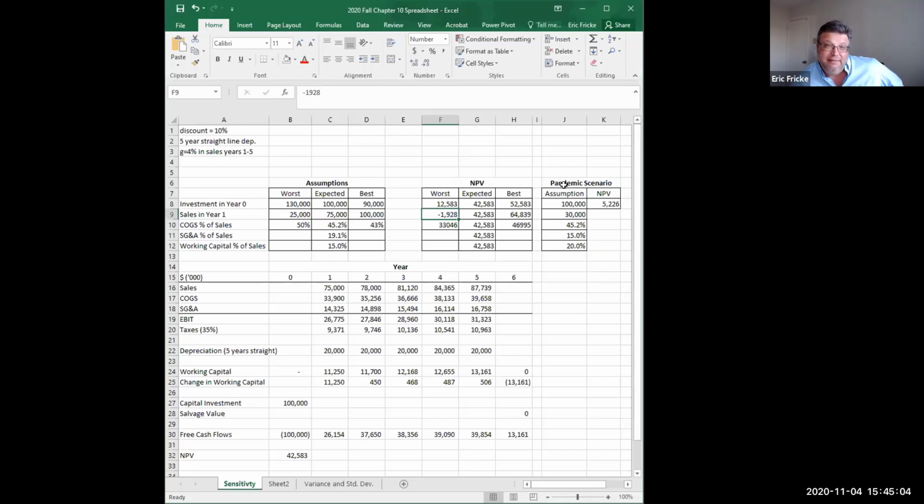And when we did that, we called it the pandemic scenario, we still found a positive NPV of 5226. So that tells you right there, okay, maybe that's not a huge risk we need to worry about, because it looks like the project will still be profitable even if this happens. All right, so that's sensitivity analysis and scenario analysis.